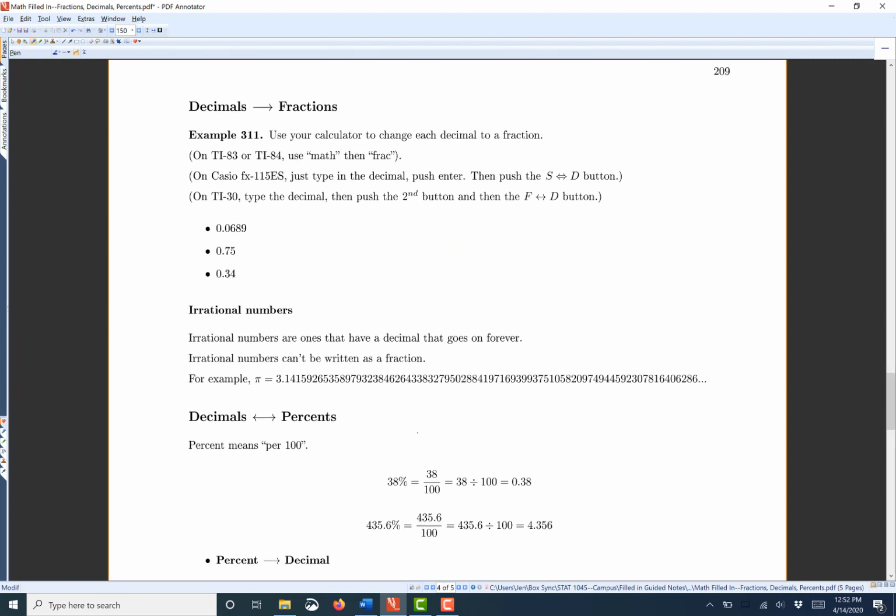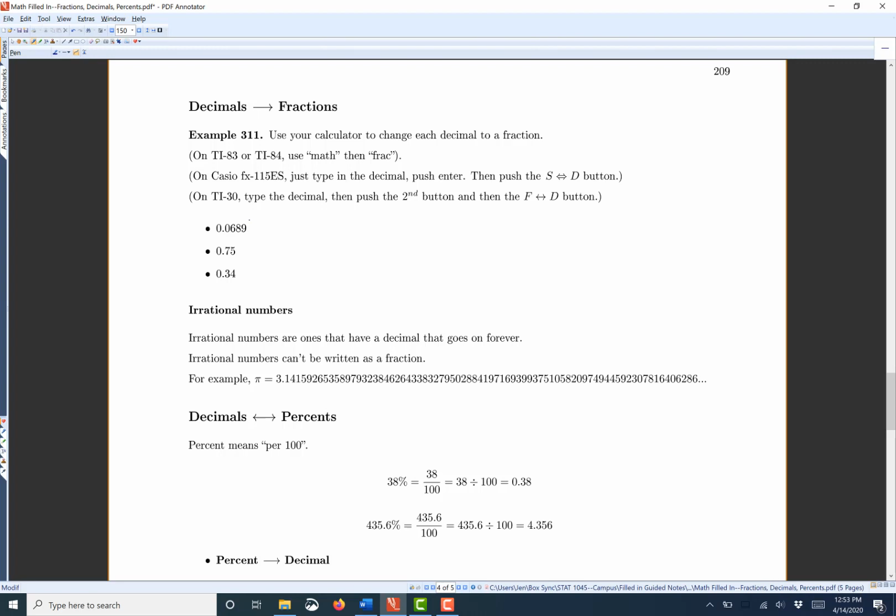Now let's do decimals to fractions. This one's slightly harder because you can't just type it in easily. You have to actually push some buttons on your calculator. So let's use our calculator to change each decimal into a fraction. On a TI-83 or 84, you'll use Math and then Frac. On a Casio FX-115, you just type in the decimal, push enter, and then push the S to D button. On a TI-84, you type in the decimal, then push the second button, and then the F to D button.